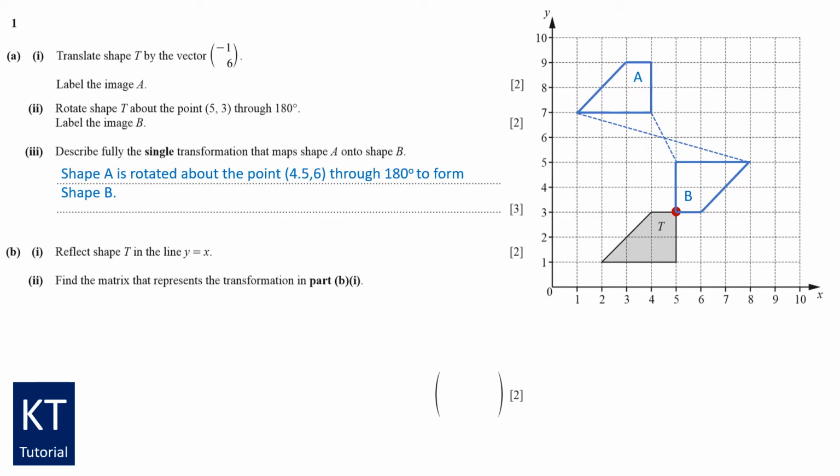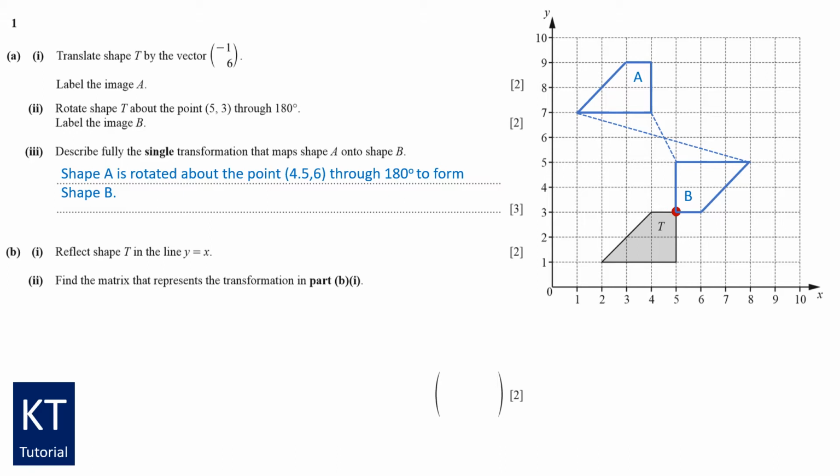Start by drawing two lines, each joining identical corners of the image being transformed. The intersect of the corners should tell us that shape A is being rotated about the point 4.5, 6 through 180 degrees to form shape B.